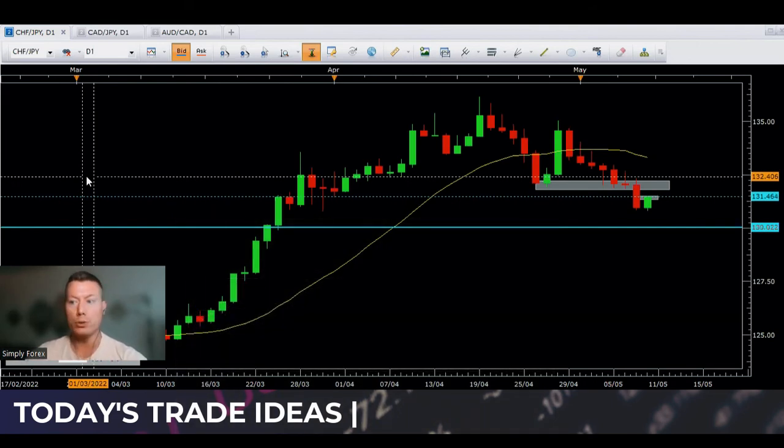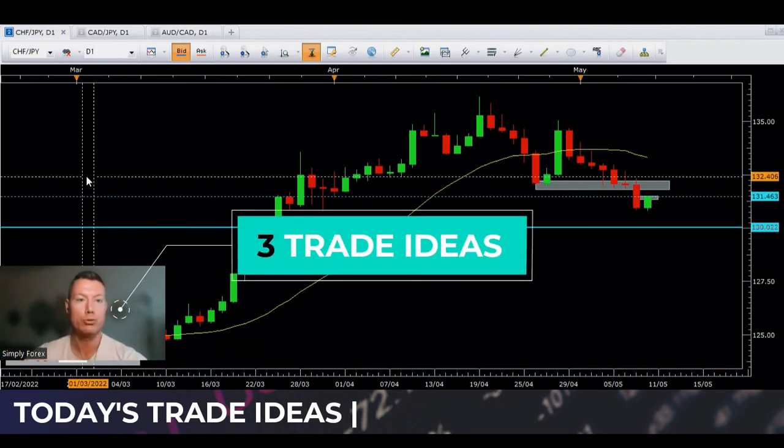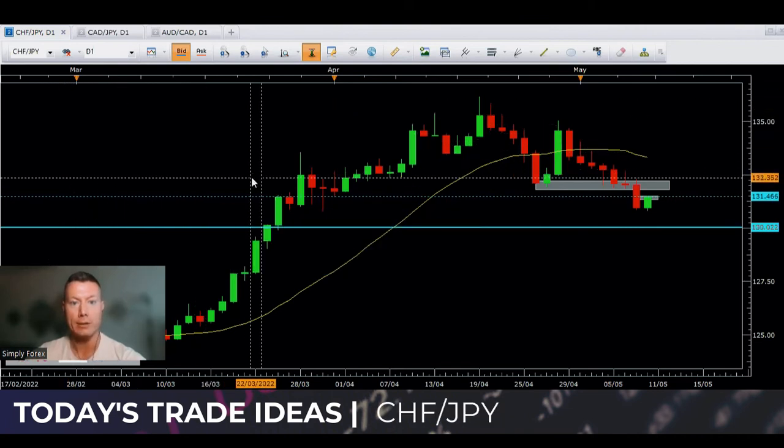Right, guys, so potential trades for Tuesday, the 10th of May. We've got 3 potential trades for today. The first one is this. This is the Swiss franc against the Japanese yen.